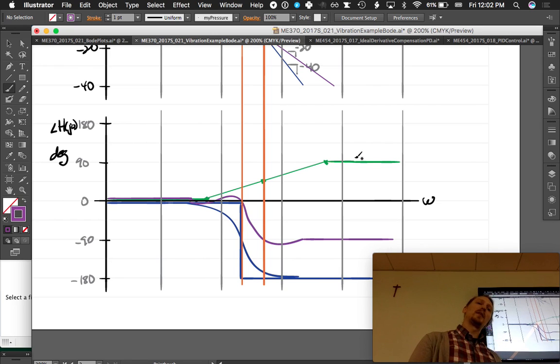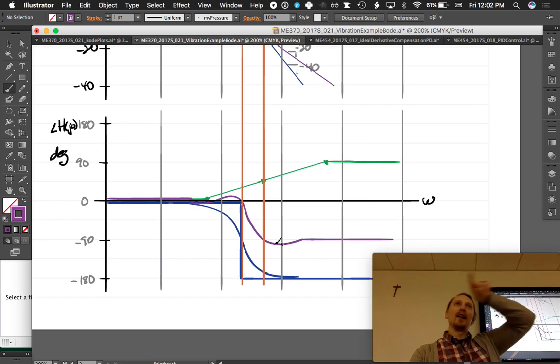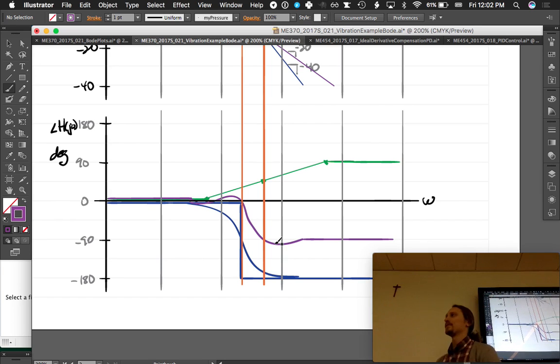But at any point you can calculate a point on it by just saying, okay, what is 48 degrees plus negative 180? Well, there's a point right there. So you should be able to put some points on there if you need to and sketch. All right.